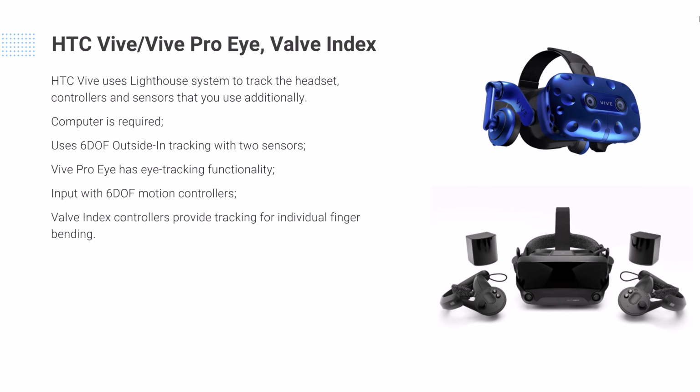Valve Index is a high-end VR headset developed by Valve Corporation. It features a dual-element lens system that delivers a wider field of view and less distortion compared to other VR headsets. It also uses a high-resolution display and a high refresh rate of up to 144 Hz. It also features a unique set of controllers with finger tracking, which allows for more natural and intuitive interactions in VR.